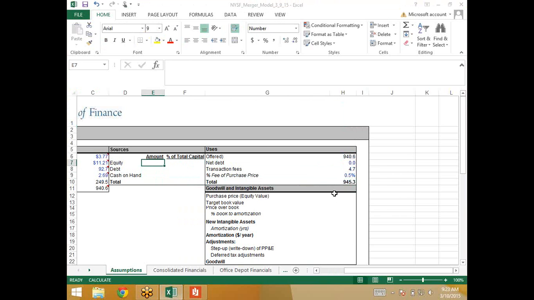Question on that. That's the uses of funds. Real simple. We've done this a lot. 3 major categories. The sources, where are the sources going to come from? That's a stock swap, right? So clearly the purchase price is going to come from the equity, 940.6. Right?